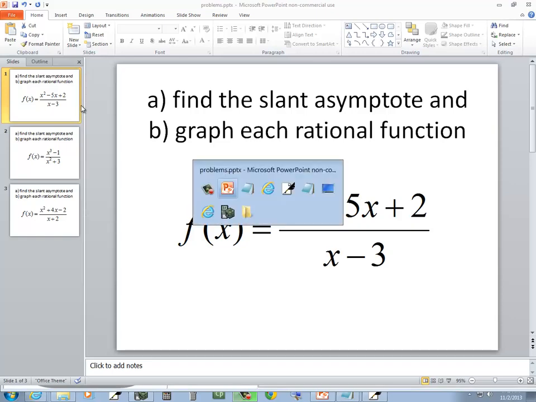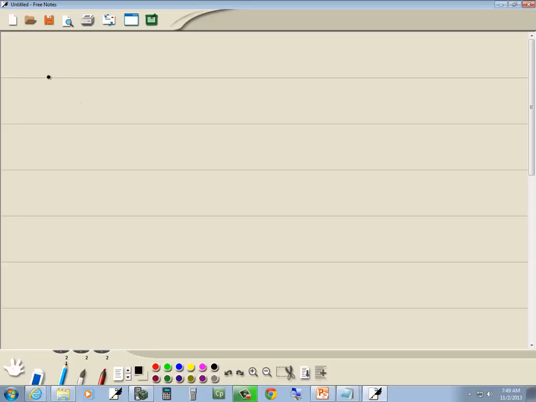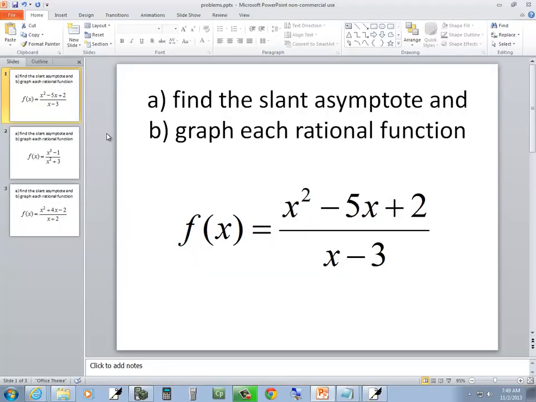Let's take a look at this problem. We've got f of x is equal to x squared minus 5x plus 2 over x minus 3. Part A says find a slant asymptote, then we want to graph it.